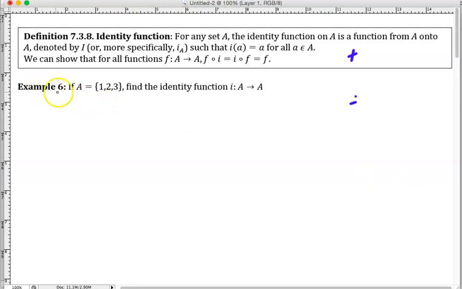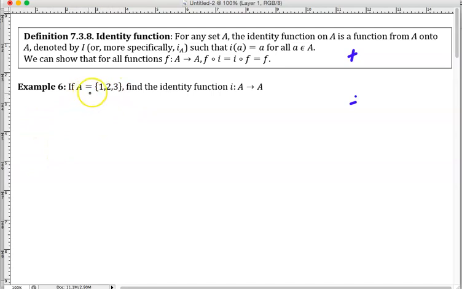Example 6: for all functions onto a set A, you can show that if you compose the function with the identity function, or compose the identity function with the function, then you get the function itself. That's why it's called identity. Like 1 is a multiplicative identity, because if you multiply a number by 1, you just get itself. The identity function is identity in the sense that if you compose it with any function, you get the function back to itself.